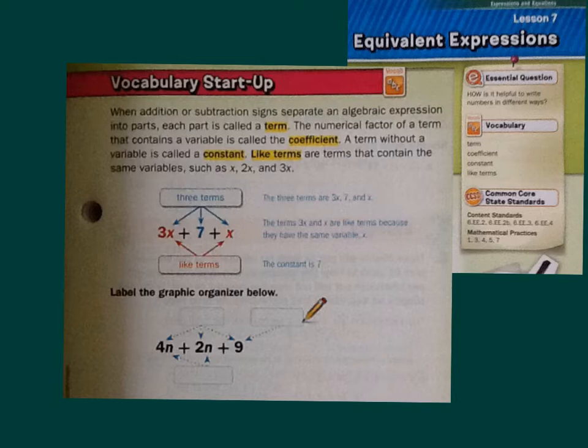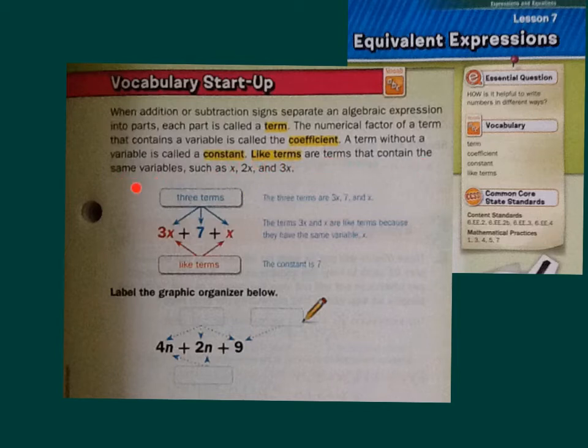So reading along, when addition or subtraction signs separate an algebraic expression into parts, each part is called a term. The numerical factor of a term that contains a variable is called the coefficient. A term without a variable is called a constant. Like terms are terms that contain the same variables.